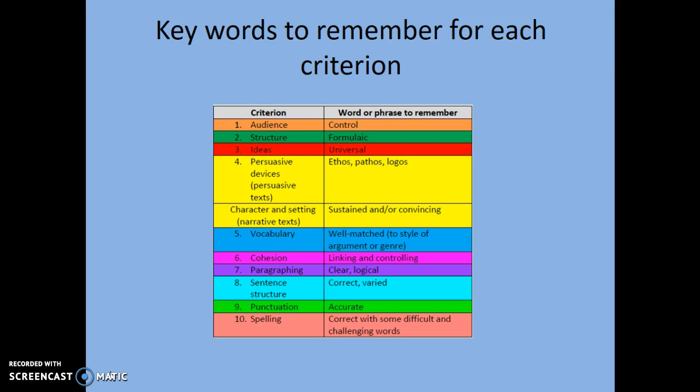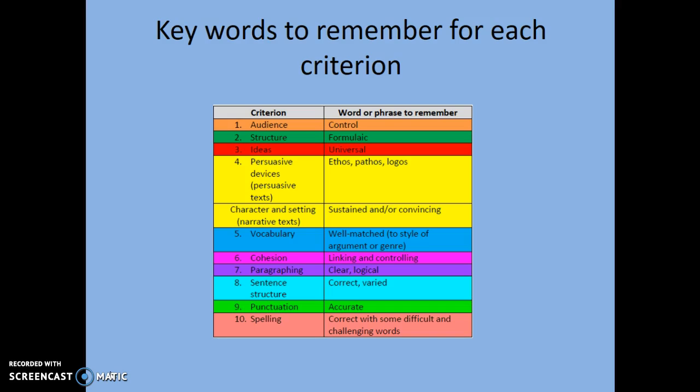So you can see there that for audience, the word to remember is control. For structure, the word or phrase to remember is formulaic. Ideas, universal. For persuasive texts, the word or phrase to remember for persuasive devices is, or the phrase really, is ethos, pathos, logos. And for character and setting in a narrative task, what you're looking for is sustained and or convincing. For vocabulary, what you want is to remember the phrase well matched.